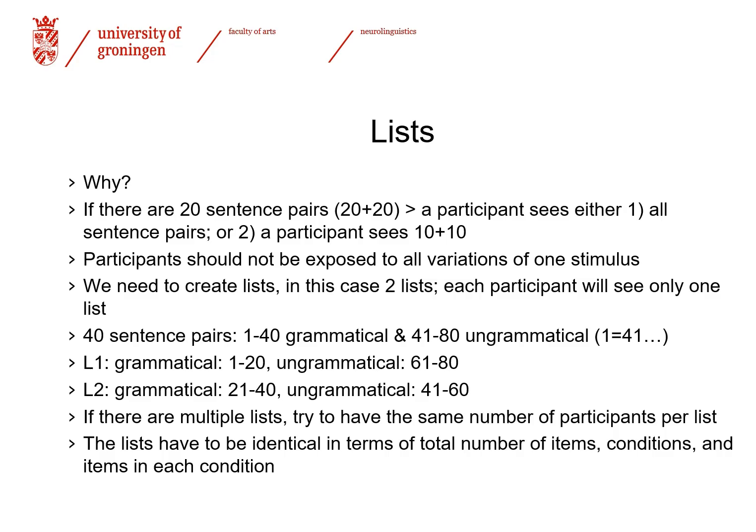Another good practice is that in case we have multiple lists, we should try to have the same number of participants per list. This is not mandatory, it is only a good practice, but if possible, we should try and have the number of participants balanced across our lists. Also, the lists have to be identical in terms of the number of items, conditions, and essentially everything. So the lists need to be essentially identical, with an identical distribution of items.